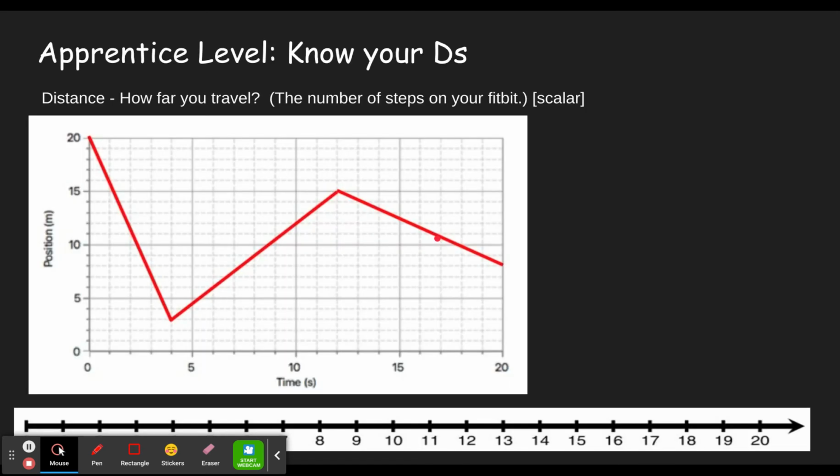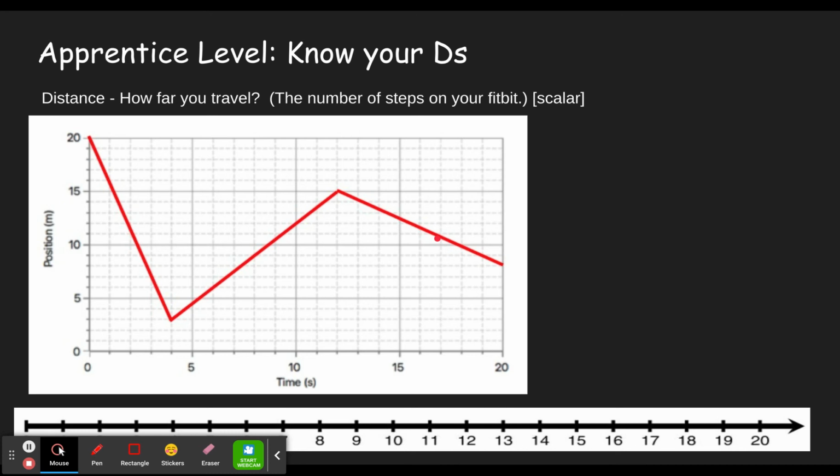All right. So first, just remember in that last video that I just linked, it teaches you how to calculate the slope, which is the velocity. We'll get back to that in just a moment. But first, I'm going to actually link here a video on distance and displacement. The Apprentice Level is all about distance and displacement, looking at a graph to recognize them.